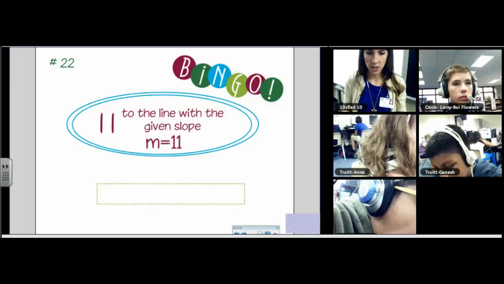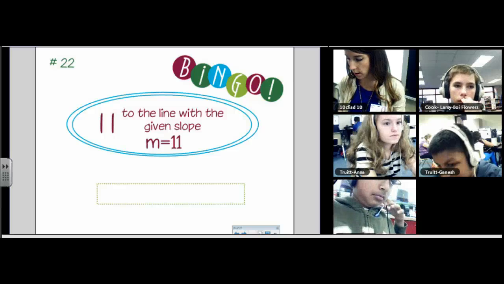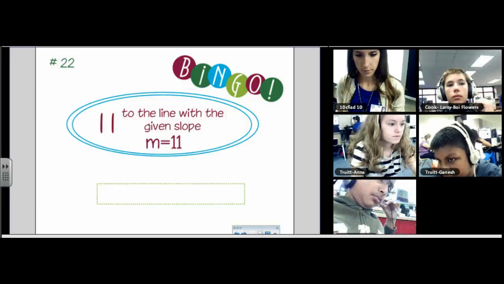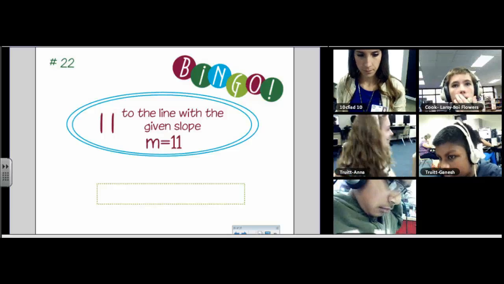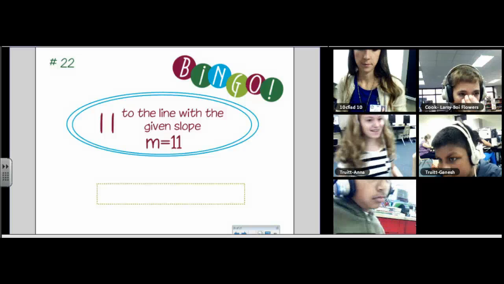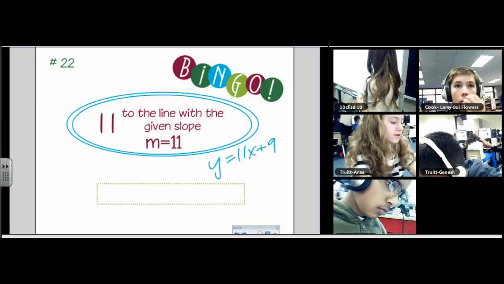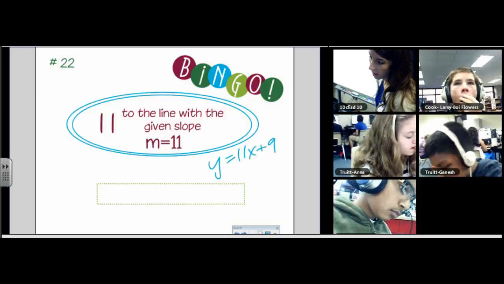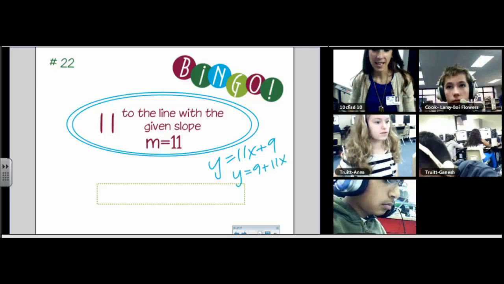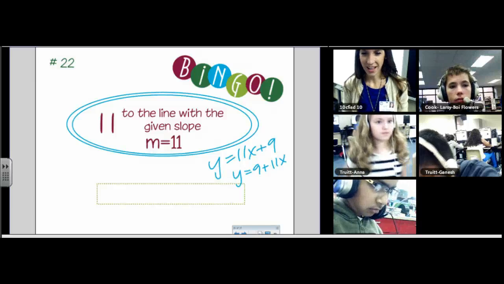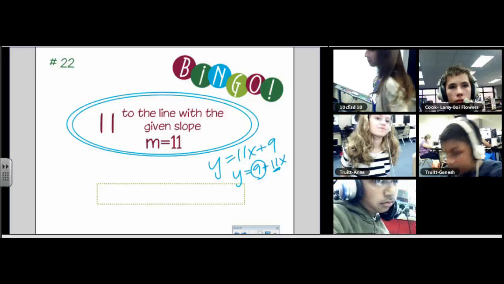Did you find it, Karthik? What'd you get? Which line has a slope of 11 on your bingo card? Y equals 11x plus 9. You can cross that one off. I think on your bingo card, did it say 9 plus 11x? It's not in slope-intercept form. We were trying to trick you. The slope is still 11, even though we listed 9 first, okay?